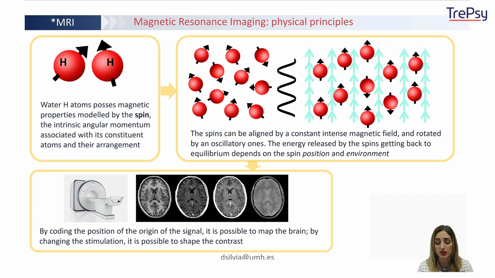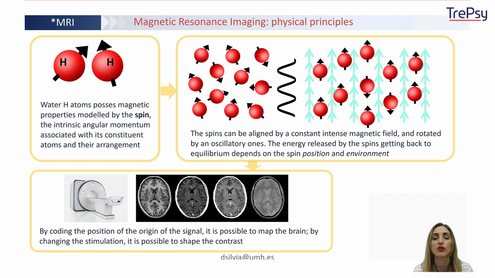But actually there are different kinds of contrasts here, because I can change the kind of stimulation, the oscillatory field that I impart to the sample. So by manipulating this, I can have different contrasts. In this case, I think it's a contrast based on different relaxation times, based on proton density. I can make contrast based on diffusion, which I will see later. So this is why MRI is extremely versatile as a technique.